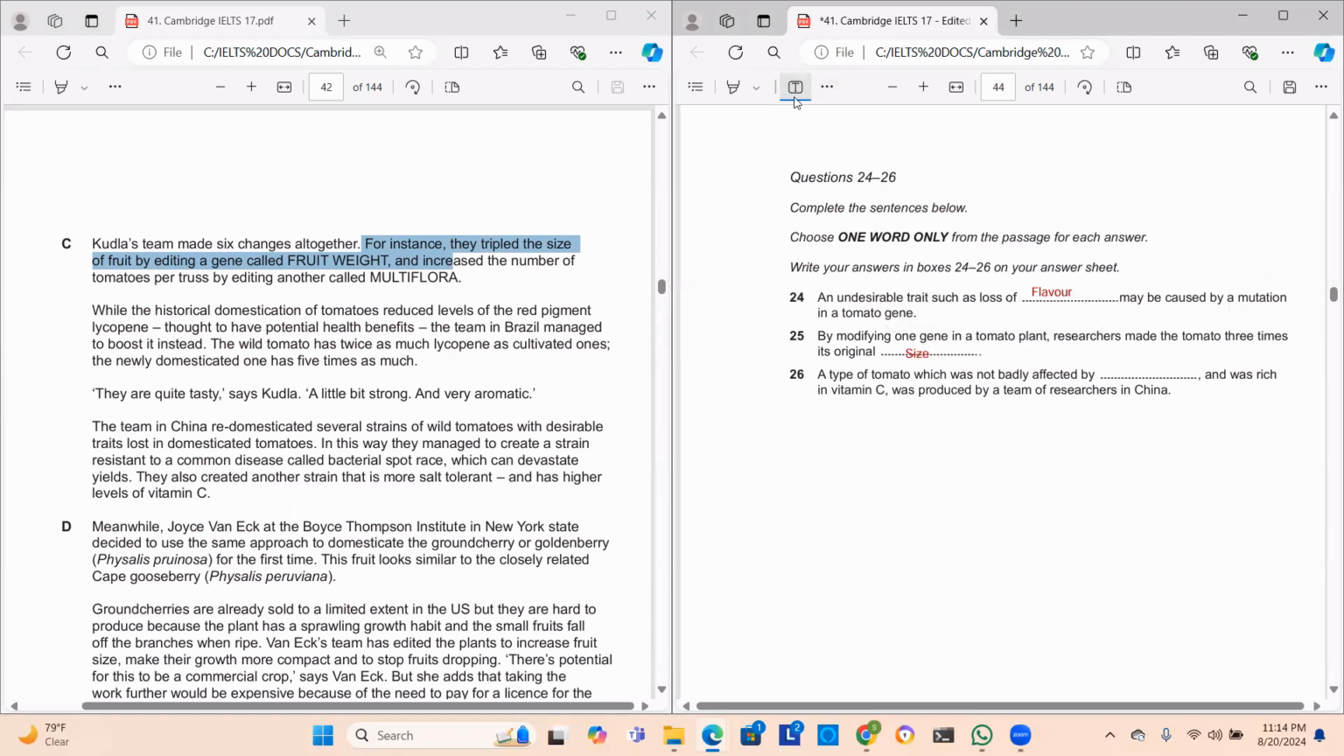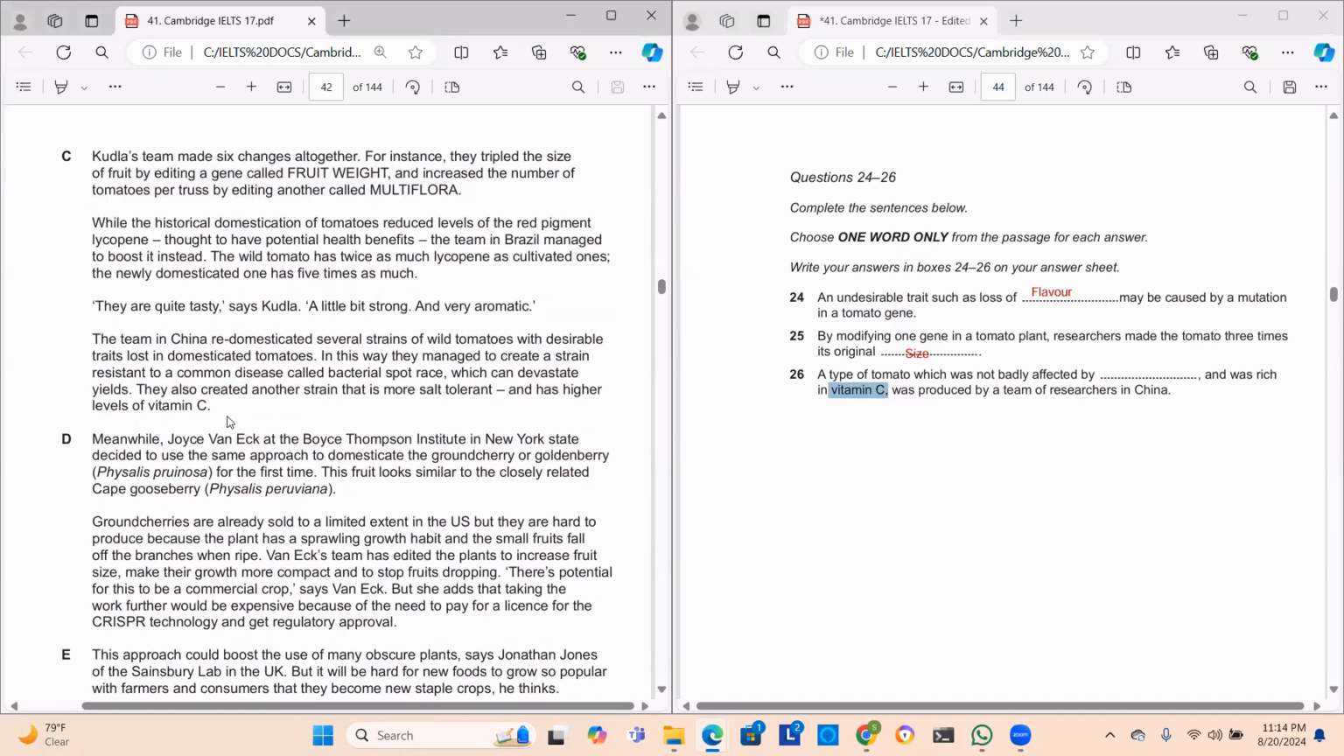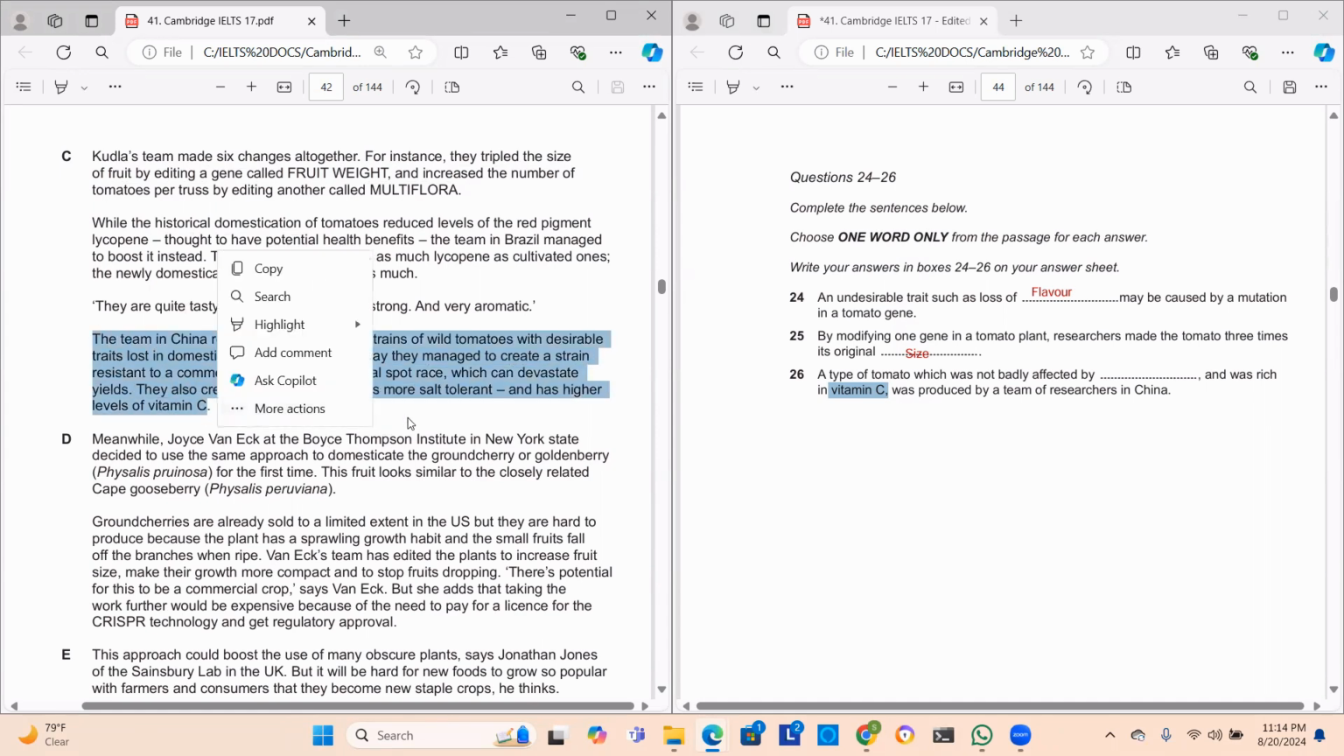And then let's move to the last one. A type of tomato which was not badly affected by dash and was rich in vitamin C was produced by a team of researchers in China. So what is the keyword here? Vitamin C. Where did we read this? In the same paragraph, right? Here it is, vitamin C. So the answer should be in this paragraph. Let's read it carefully.